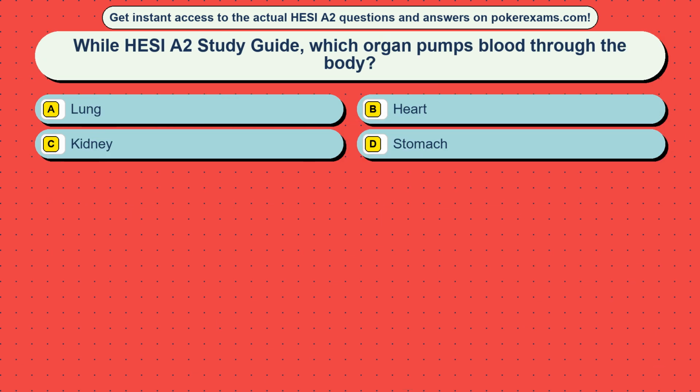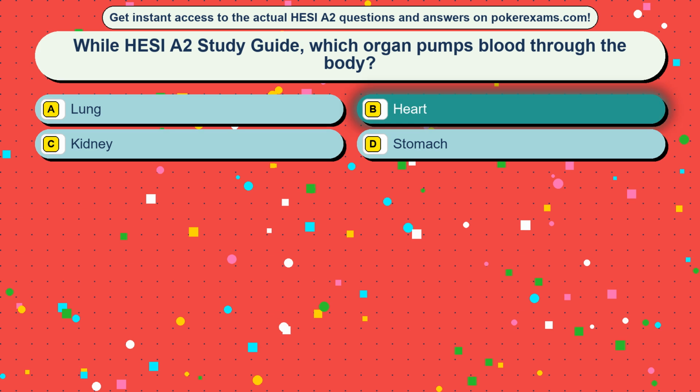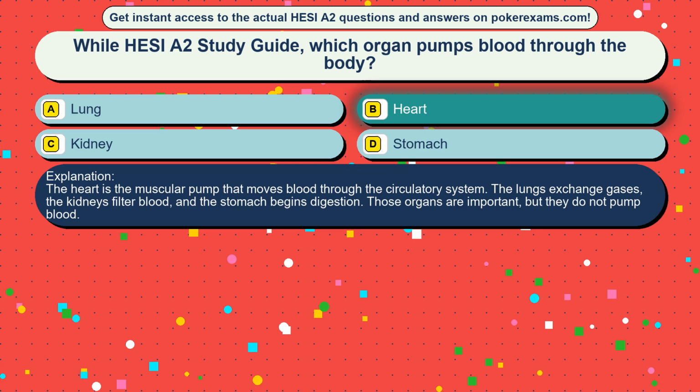Question 37. While HESI A2 Study Guide, which organ pumps blood through the body? Option A, lung, option B, heart, option C, kidney, option D, stomach. The correct answer is option B, heart. The heart is the muscular pump that moves blood through the circulatory system. The lungs exchange gases, the kidneys filter blood, and the stomach begins digestion. Those organs are important, but they do not pump blood.